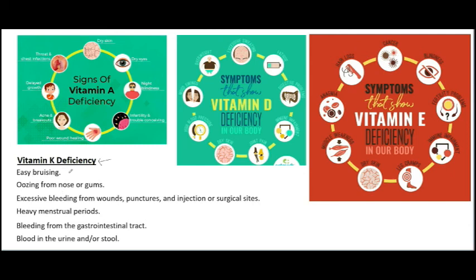So things like easy bruising or oozing from the nose and gums, excessive bleeding. As I said, vitamin K is involved in blood clotting. That would also affect the menstrual cycle. We can see that bleeding and blood are symptoms of that.